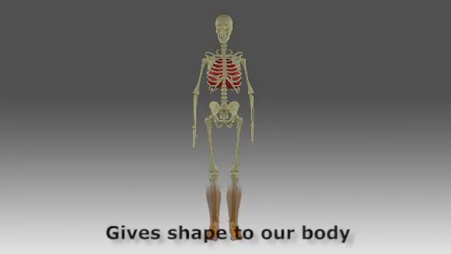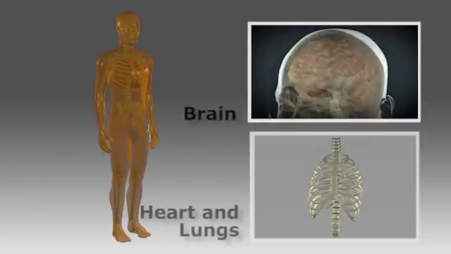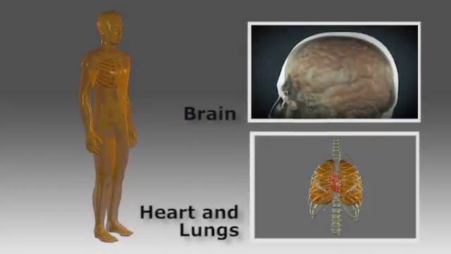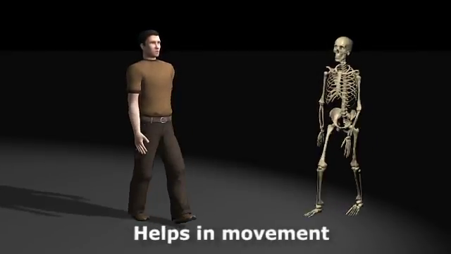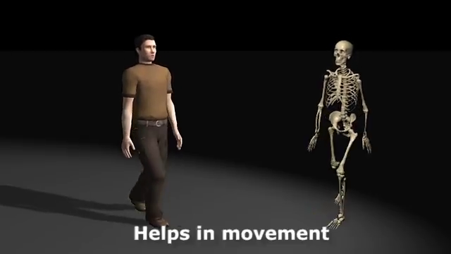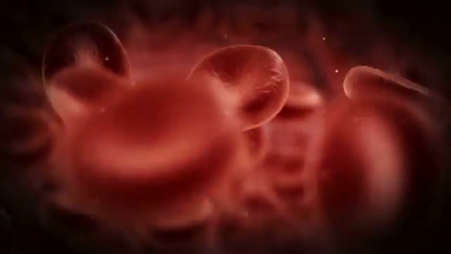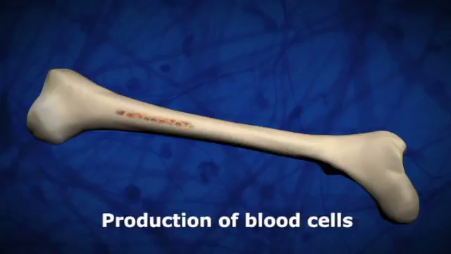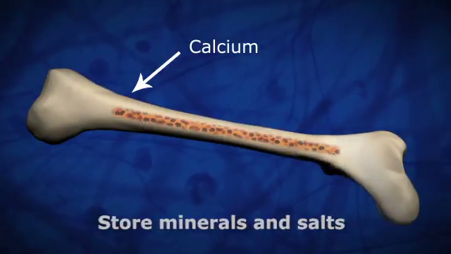The skeleton acts as the framework that gives shape to our bodies. It protects our internal organs, such as brain, our heart and lungs, which are very soft and sensitive. They cannot survive without the solid protection of our bones. And the skeletal system, along with the muscles, helps us in moving around and moving our body parts to do different things. Other important functions of the skeletal system include production of blood cells in the deep marrow of the larger bones and also store vital minerals such as calcium.